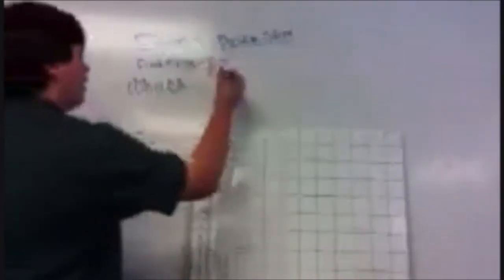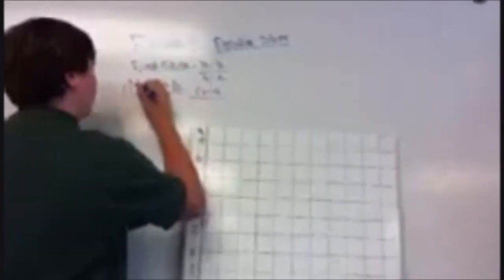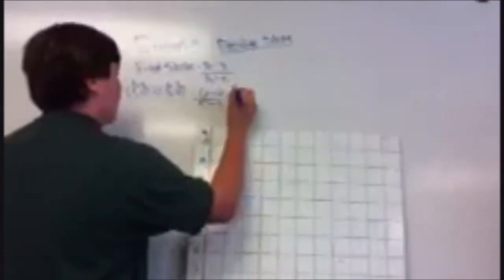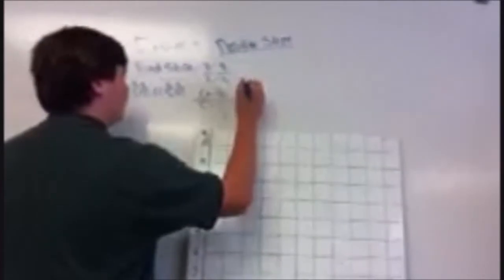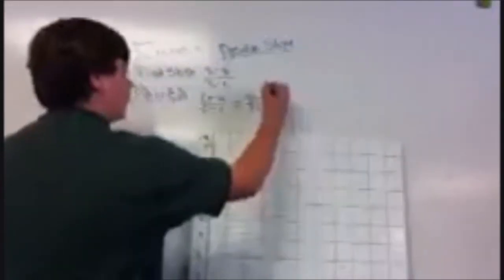So next we're going to plot 3 points in this equation. So y2, 6, minus y1, 4, all over x2, 5, minus x1, 1. And then you're going to subtract these, and you're going to get 2 over 4, or 1 half. Now that you found the slope, you're going to plot the points in the line.